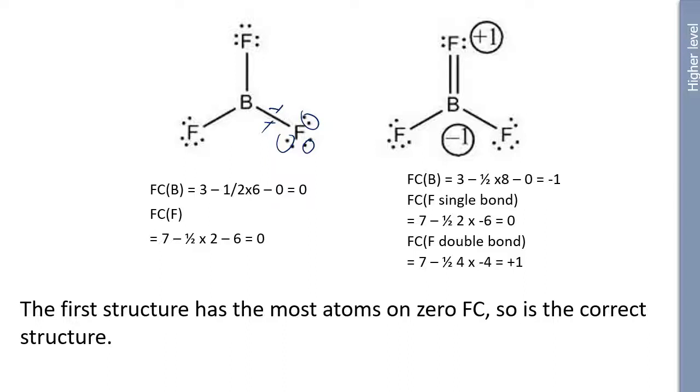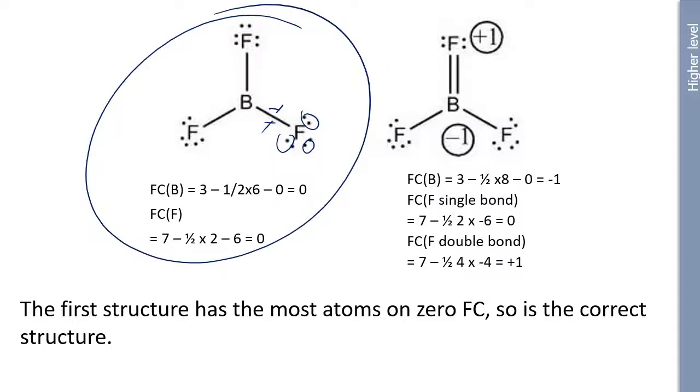Whereas if we look at the Lewis structure on the right, one of the fluorines has a formal charge of +1, and the boron has a charge of -1. So even though the molecule has a formal charge of 0, the atoms inside it don't. And going back to our rules, the first structure has the most atoms on 0 formal charge, is the most favored, so that is the correct structure. So this one here is the correct structure.